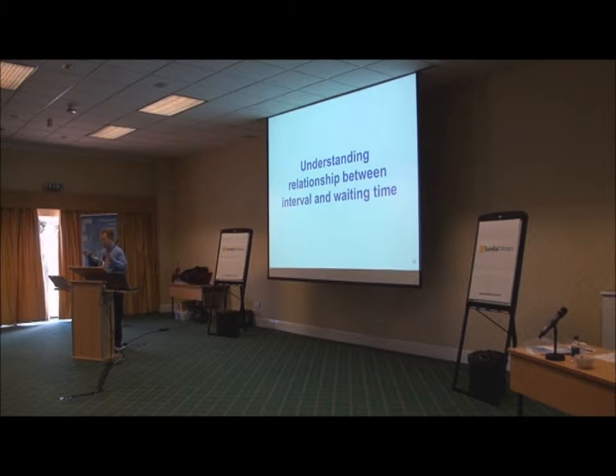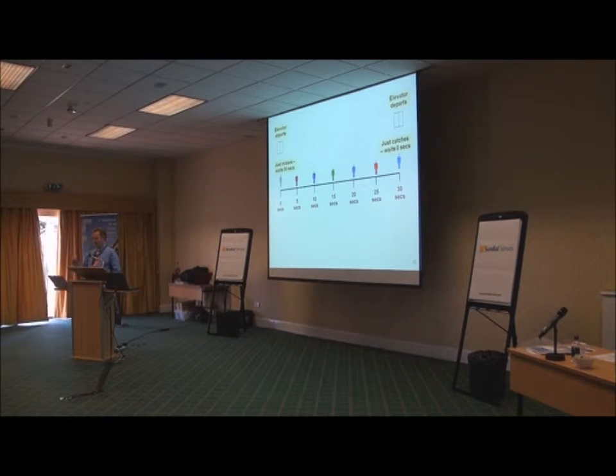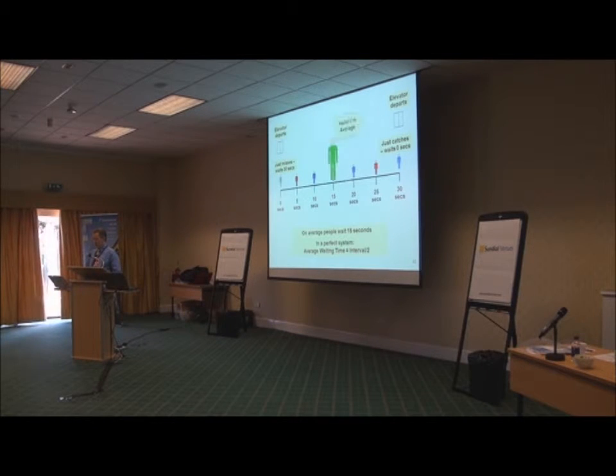Now I want to talk about the relationship between interval and waiting time, because that's something that confused me for years, and I think I've got the hang of it now. So this is an ideal relationship. A person arrives at 0 seconds and they just missed the lift. This person arrives at 30 seconds, there's a 30 second interval in this system, and they just catch the lift. If people don't follow a Poisson process, but just arrive equidistant in time, you get the average person in the middle there. So in an ideal system, if you've got an interval of 30 seconds, you should end up with an average waiting time of 15 seconds. Of course, we know things aren't ideal.